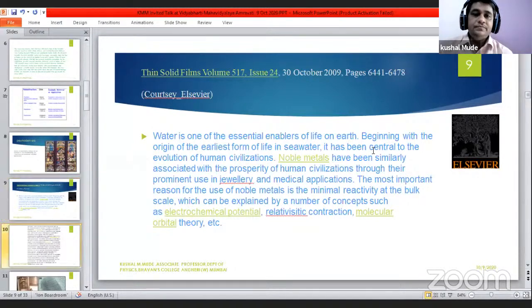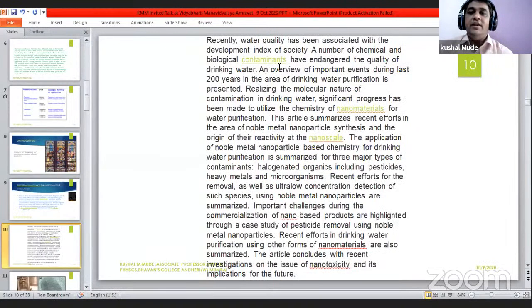Now, see, this is related to the nanoscale, nanomaterials, and whatever contaminants endanger the quality of the drinking water.